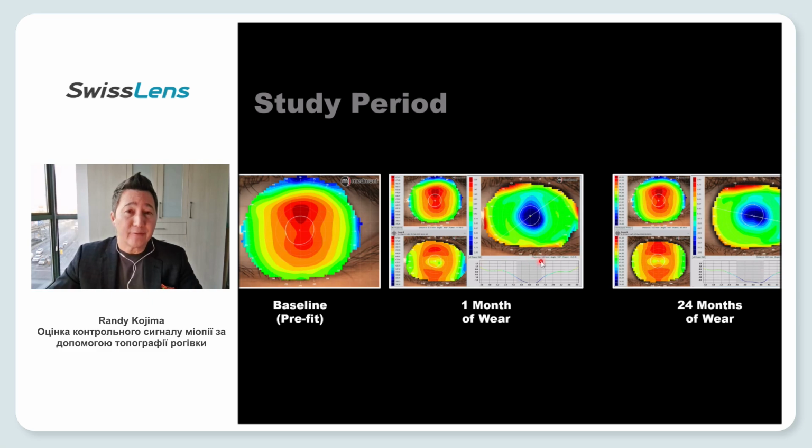Then we looked at the effect after 1 month of wear in ortho-K, and then 2 years of ortho-K. So we have both the baseline findings of biometry and the baseline findings of Medmont topography, then the 2-year findings of both topography and biometry readings.